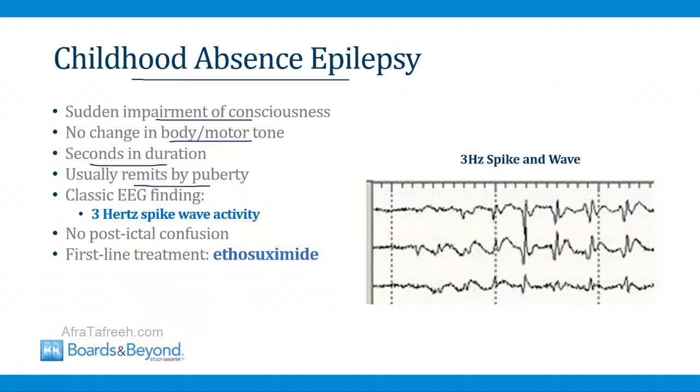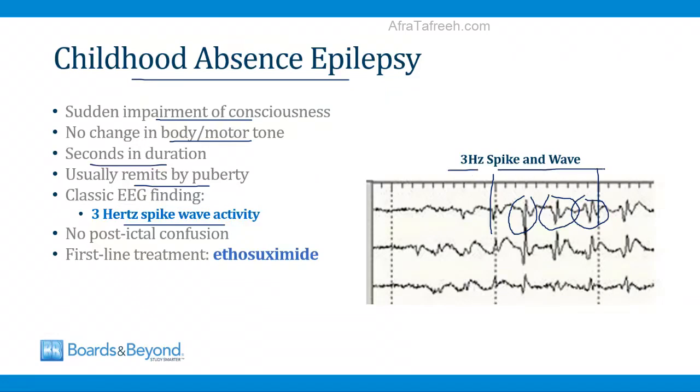And the classic finding on EEG when a child is having one of these seizures is what's known as 3 Hz spike and wave activity. If you look at this EEG on the screen, this is 1 second in time from here to here. And during that 1 second in time, there are 3 of these complexes. These are called spike and wave complexes. And because 3 of them occur every second, these are occurring at a rate of 3 Hertz.